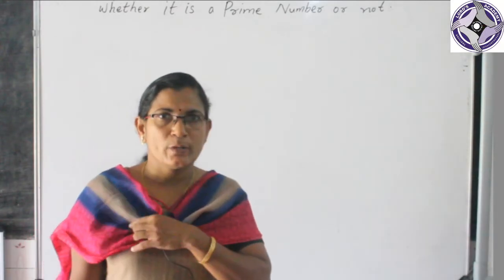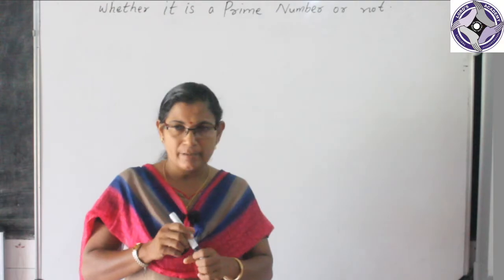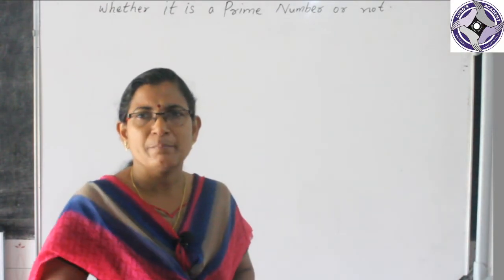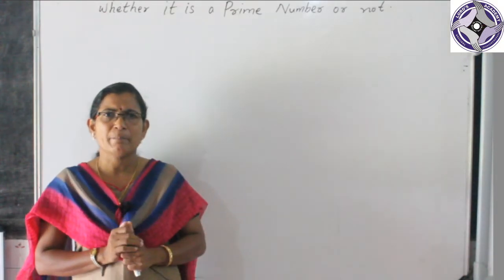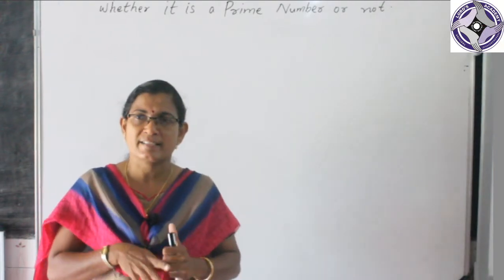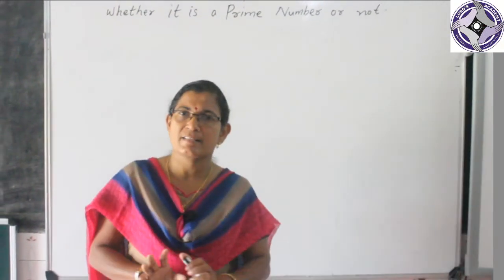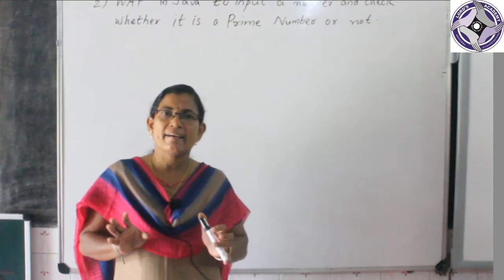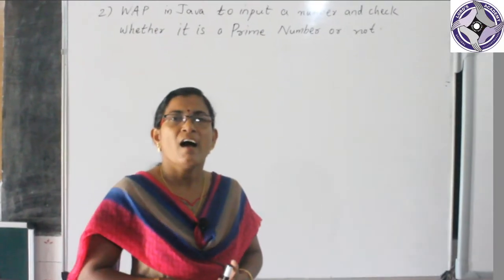All of you might be knowing, you might have learned in maths classes, what's a prime number, what's a composite number, what's the difference between prime numbers and composite numbers. A prime number is a number which has only two factors, 1 and the number itself. It doesn't have any other factors.